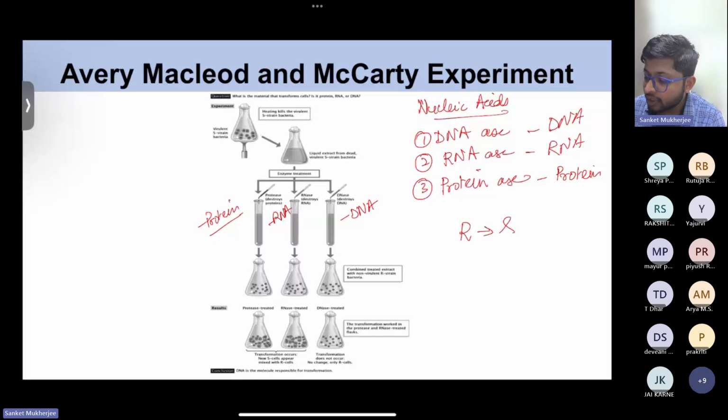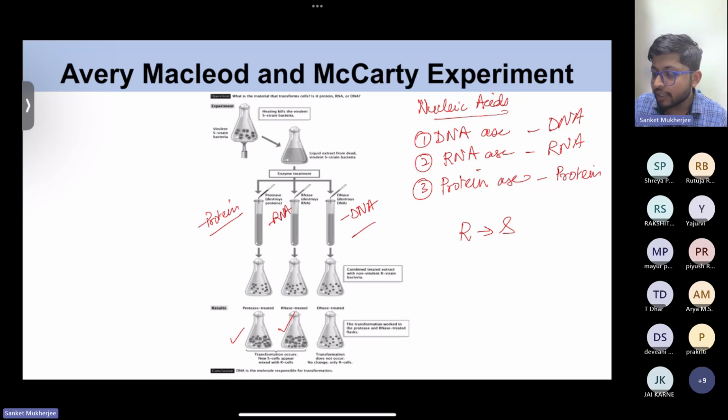in those tubes, they could see that there was transformation happening. When DNA was removed using DNases, then this transformation was not happening. So DNA came out to be the transforming principle.